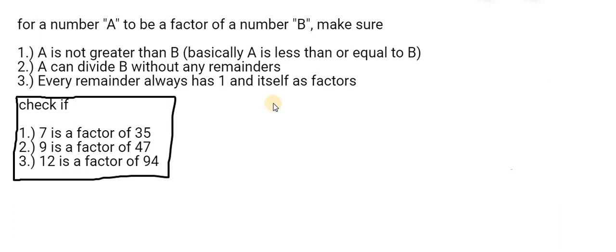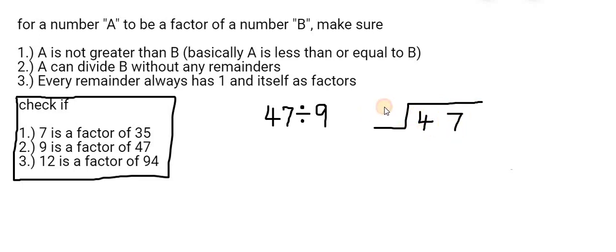Now, to check the second one, 9 and 47. So is 9 a factor of 47? First things first, 9 is less than 47, so it could be a factor. Second thing, when we divide 47 by 9, do we have remainders? Okay, so let's carry out that division. We have 47 on the inside, 9 on the outside.